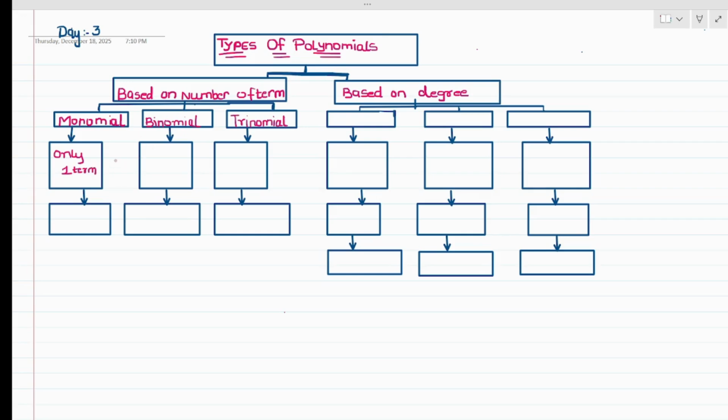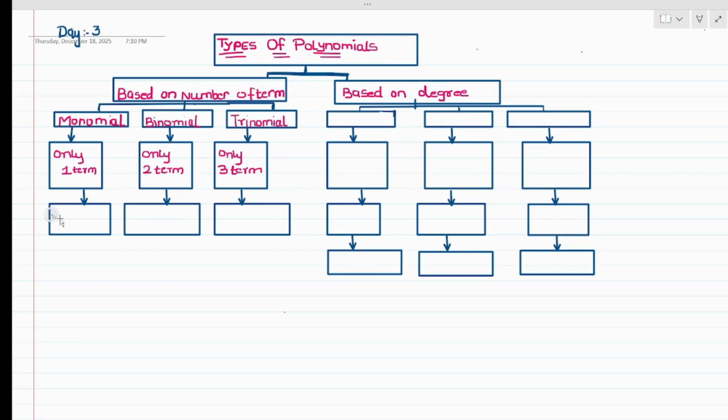What is binomial? That means only two terms are used. Only two terms. Okay. And third one is trinomial. That means only three terms are used. Okay. It is very easy. Monomial, only one term. Binomial, only two terms. Trinomial, only three terms.